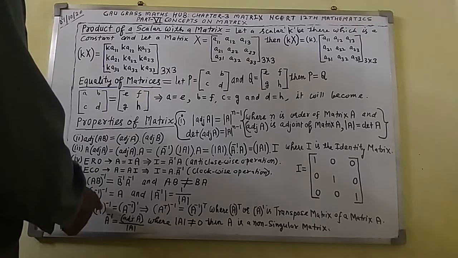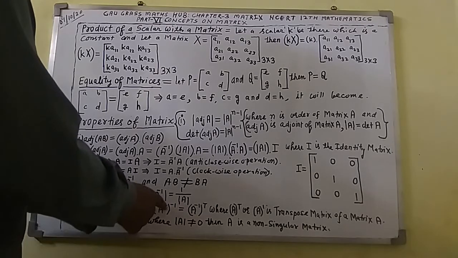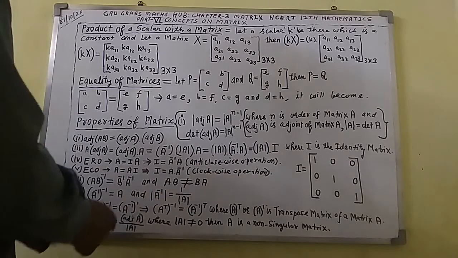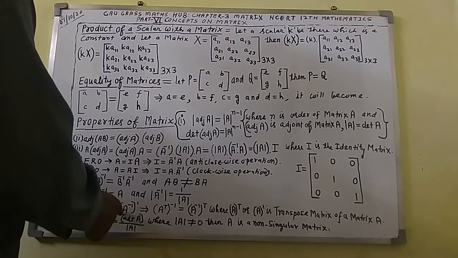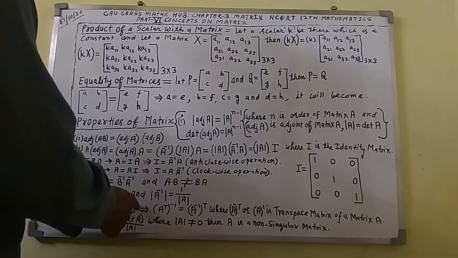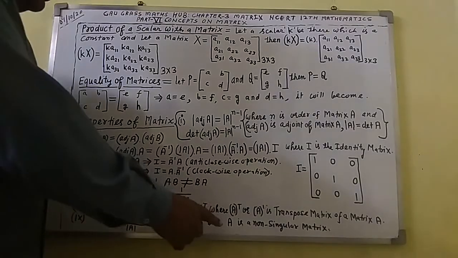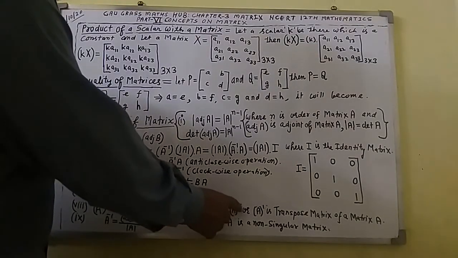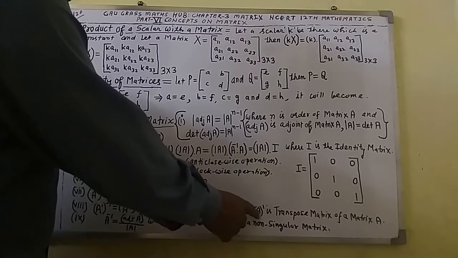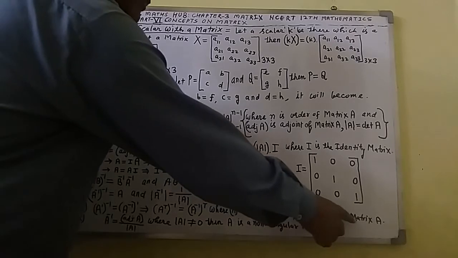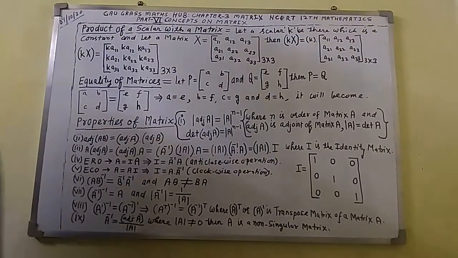A dash can be written as (A raised to power capital T) whole to power minus 1 equal to (A raised to power minus 1), in place of dash I can write here capital T, where A raised to power capital T or A dash is the transpose of matrix A.